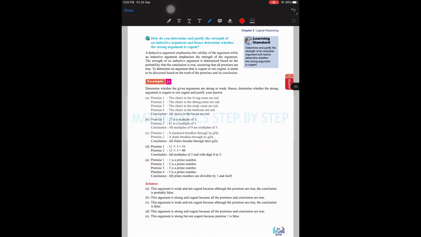So coming next, we'll learn to determine and justify the strength of an inductive argument. Okay, just now we have learned for deductive argument, and hence determine whether it is a strong argument and whether it is cogent.